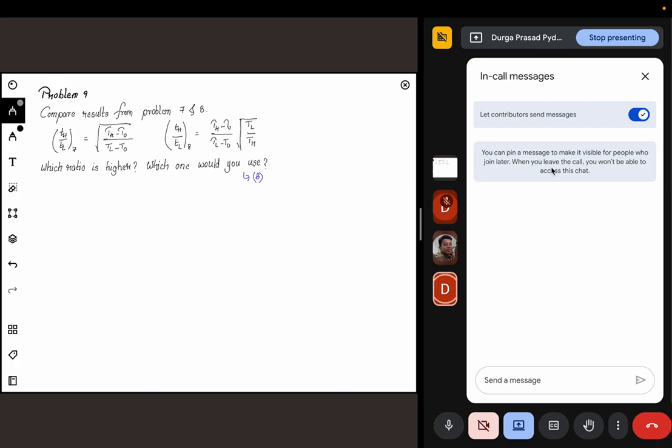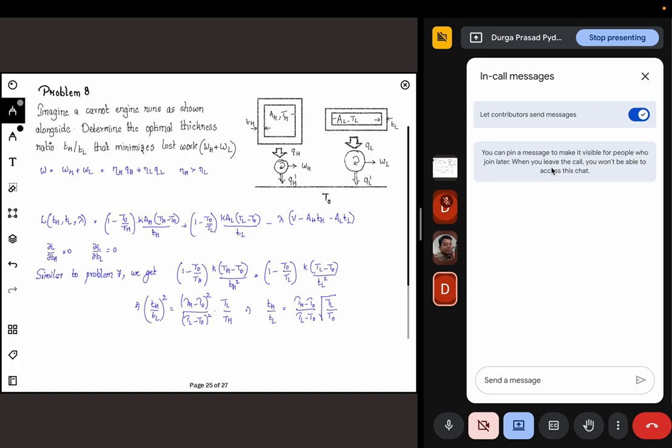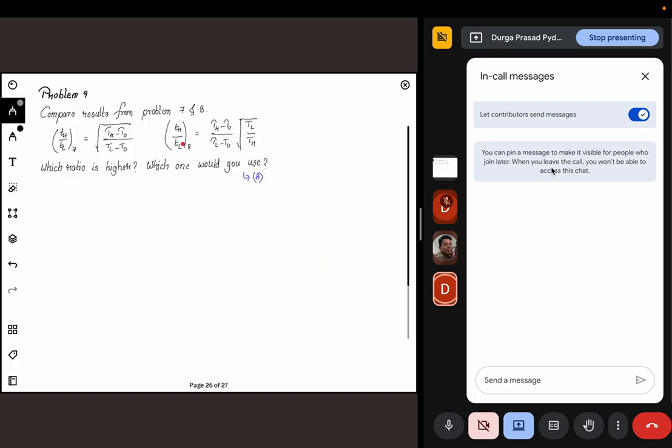So you are saying 7 will be higher than 8. Okay, why? Okay, if it is based on Carnot cycle, then why would it be higher? Yeah, no, this is the thickness ratio, right? Thickness of the insulation. This is basically the thickness ratio of the insulation.